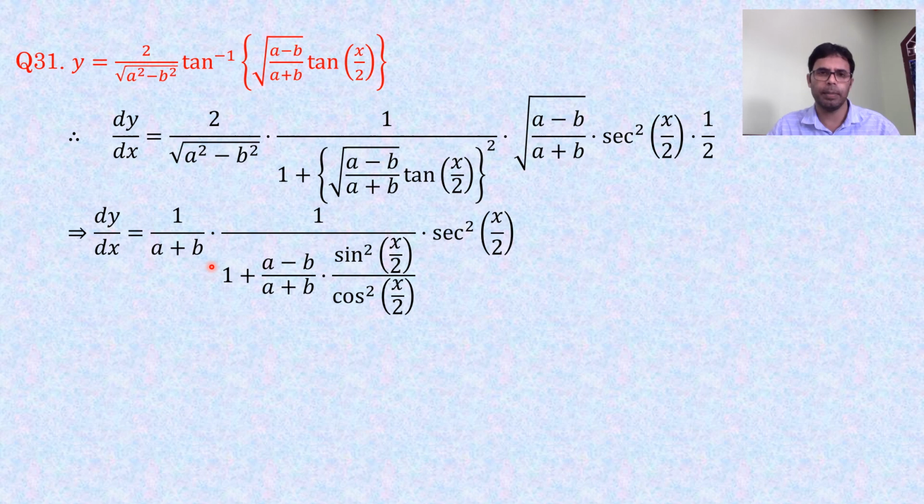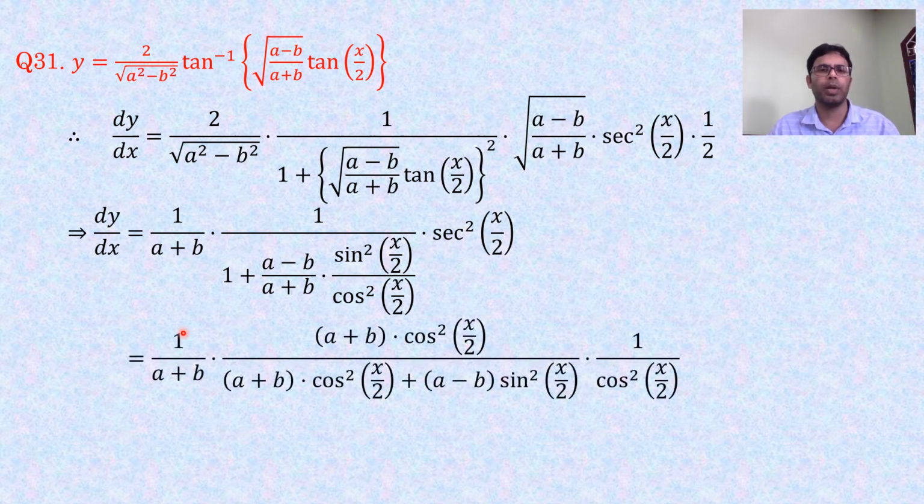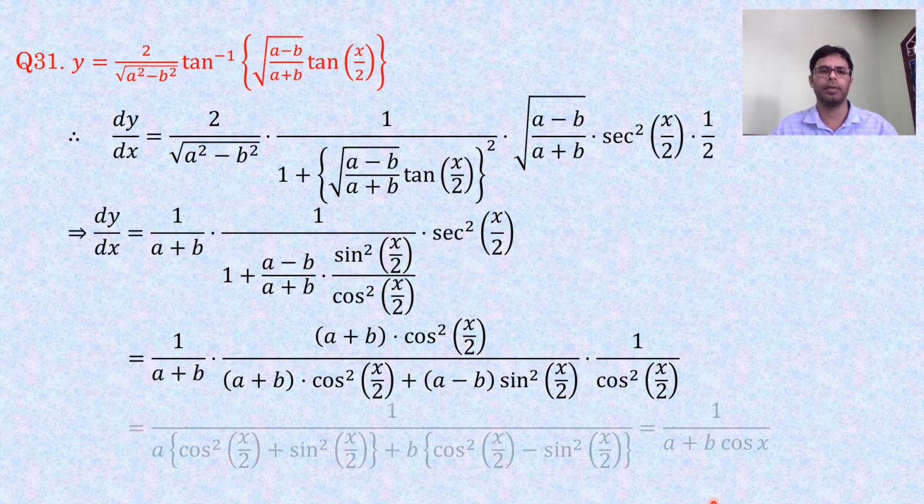So 1 by a plus b will be there, then this 2 and this half will cancel, and 1 by, this is 1 plus, this root will be removed, sine square by cos square, because tan means sine by cos, it is sec square remaining here. Then 1 by a plus b remaining this, LCM is a plus b cos square x by 2 will go to the numerator, so this term is going to the numerator, this term will come in place of 1 here, and plus a minus b sine square is remaining there into sec square is 1 by cos square only.